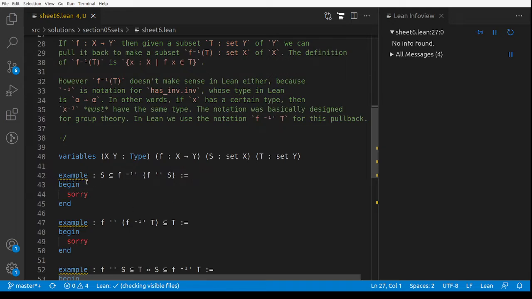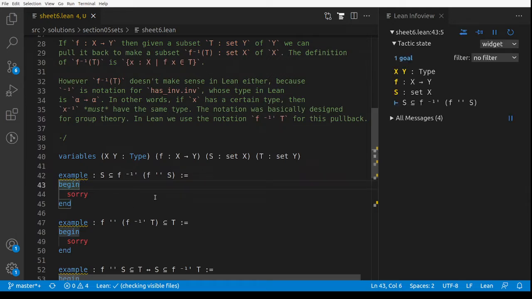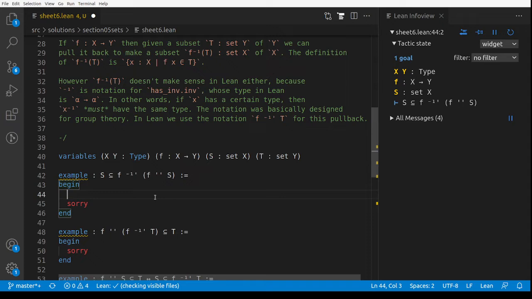So let's go. What does this first lemma say? Oh, there's only 4 goals in this. Great, there should be a short video. There's 4 sorries. The first one says that if S is a subset of X, and then you push it forward to Y, and then you pull it back to X again, then you end up with something that's bigger than the thing we started with, or at least as big.